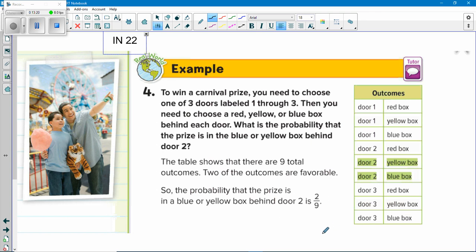Okay? Now, how many of those are favorable? Well, to win, what do you need? You need a blue or yellow. You want to see if it's blue or yellow, and it's behind door 2. So there's 1, 2 ways to do that. So the probability would be 2 out of 9.